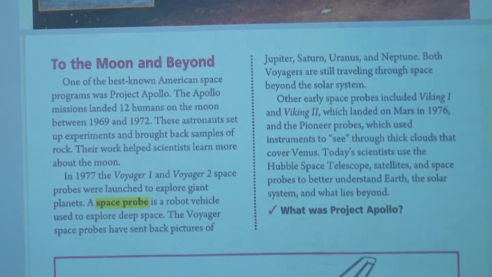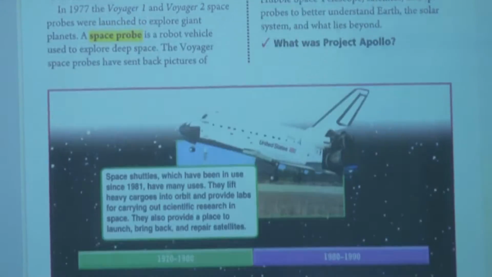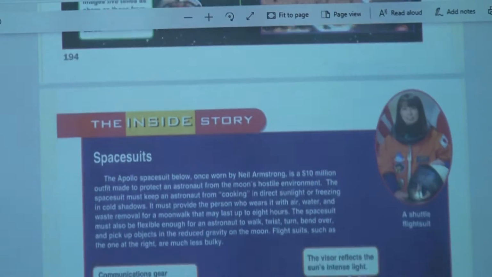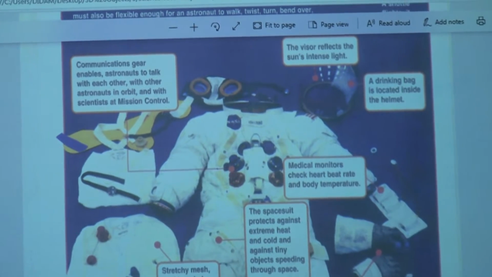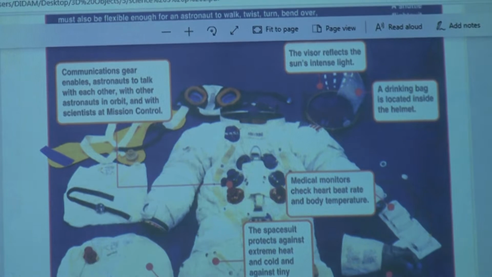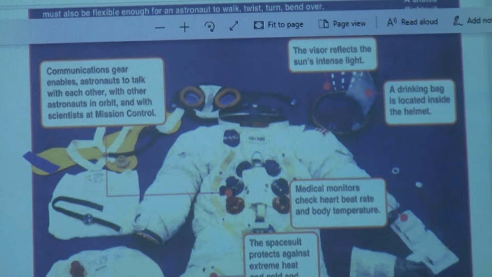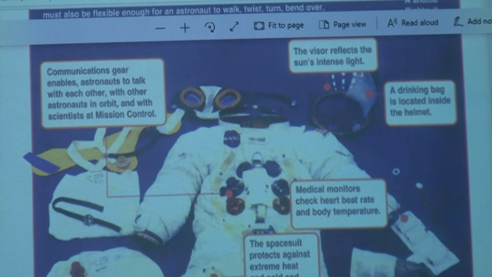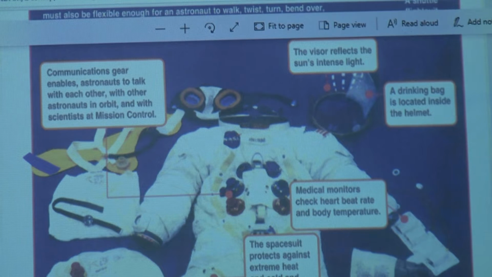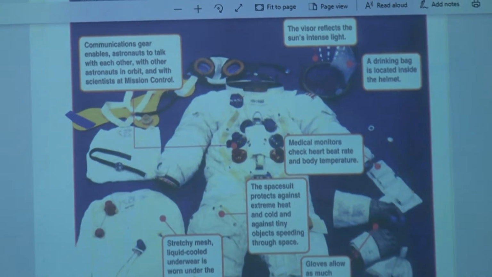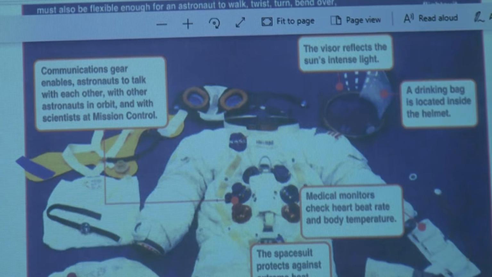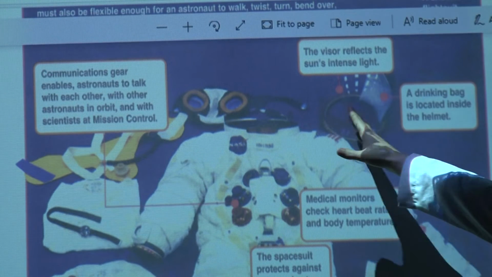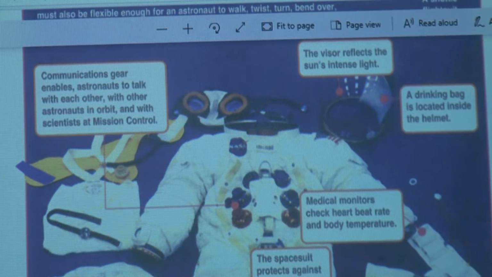Now, I'm going to tell you about a space suit. Look here, students, a space suit. Every time you asked me, Miss, how will scientists go to space? Not just in their ordinary clothes. No, that's not good. The scientists have to wear this clothing. Let me explain it.